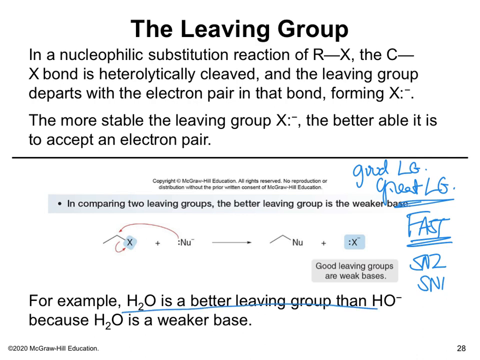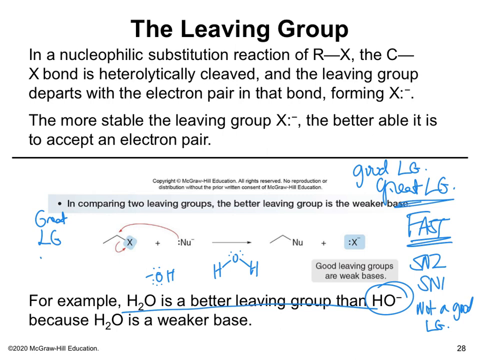Water is a better leaving group than OH. OH is not a good leaving group. Water is a great leaving group because water is very stable. You know that. Water's everywhere. But OH is not very stable. And so what makes something a great leaving group? It's got to be stable on its own.